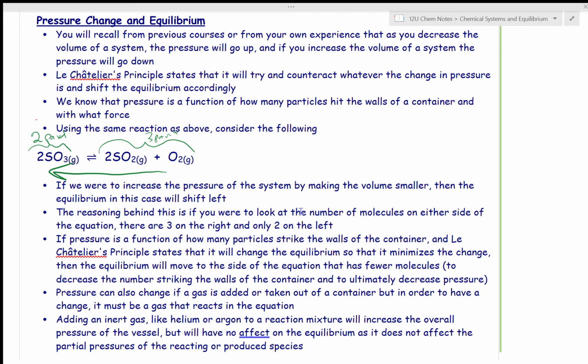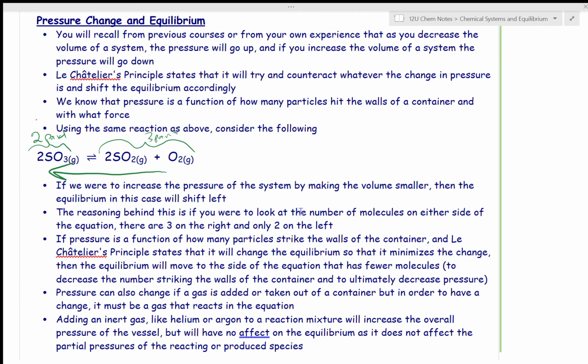If I make my container bigger, without changing the number of particles, it's going to make my pressure go down. So let's think about this with respect to Le Châtelier's principle. Remember, Le Châtelier's principle tries to counteract the stresses that I apply to it. So let's say I increase the amount of force on the outside of the container. I'm shrinking the container down. Well, how is my equilibrium going to shift?